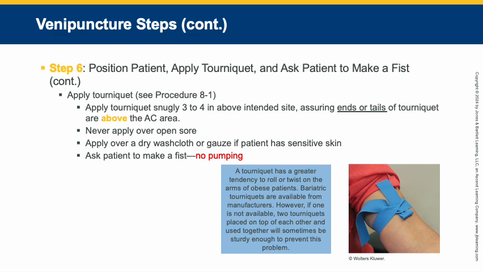A tourniquet has a greater tendency to roll or twist on the arms of obese patients, so they do have bariatric tourniquets available from certain manufacturers. However, if you don't have one, 2 tourniquets placed on top of each other and used together can sometimes be sturdy enough to prevent it from rolling.